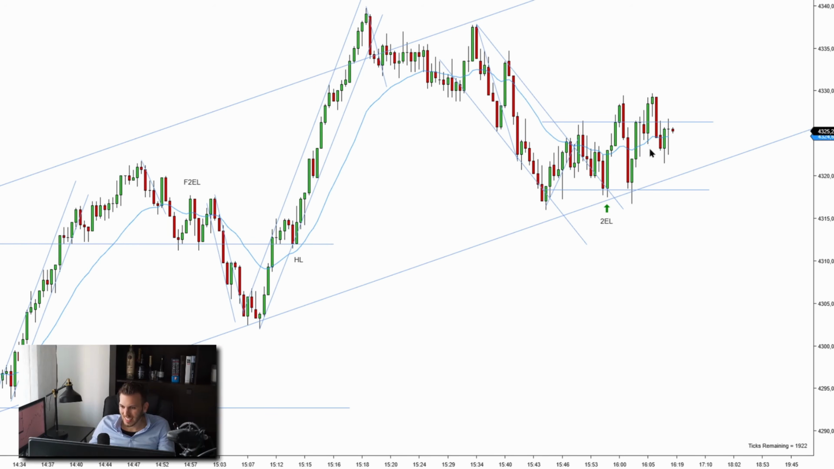All right, we have a failed second entry short forming, but I'm not taking this trade because by this time we are really right now consolidating. EMA got completely flat, and for me to take a failed second entry short, I kind of want to see more momentum. In this instance right now, we are in a small trading range, and I don't want to go long just yet.